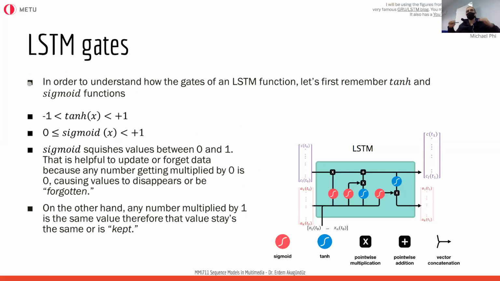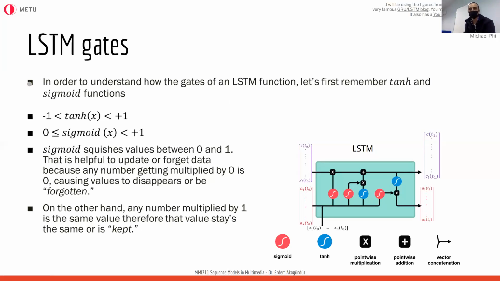Okay, now before we get into the internal details of LSTM, let me make some definitions. In order to understand how the gates of an LSTM function, let's remember how tanh and sigmoid functions function. So tanh is bounded between -1 and +1. Sigmoid is bounded between 0 and +1. Sigmoid being bounded between 0 and +1 is very important for us because, just like I told you, we will be trying to implement the idea of fuzzy logic. Fuzzy logic is a kind of logic where you don't only have the binary logic elements like 0 and 1, you have the gray values as well.